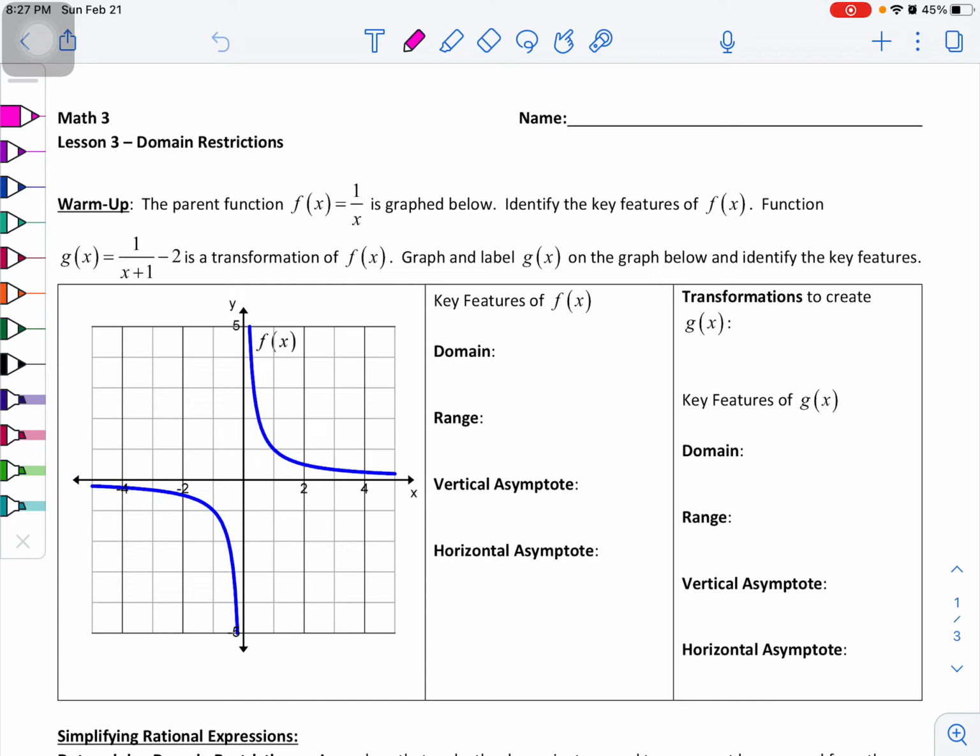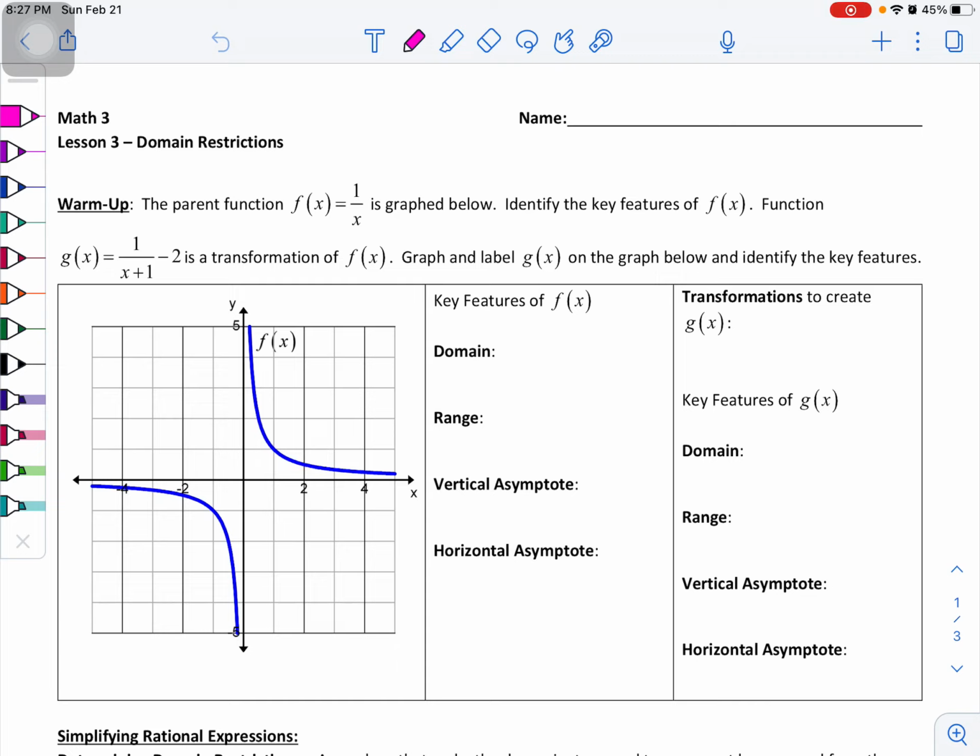All right, before we get into lesson 3, which is domain restrictions, I want to talk about the warm-up that's on the note sheet page. The warm-up is all about the key features that we talked about in the first lesson and the transformations we talked about in lesson number 2. So we have the parent function, 1 over x. Here's our pretty little curves. It says identify the key features of f of x. So I'm going to start there.